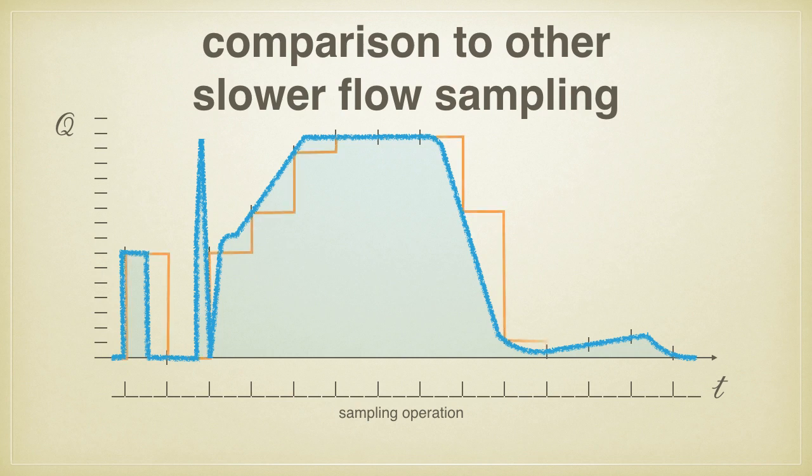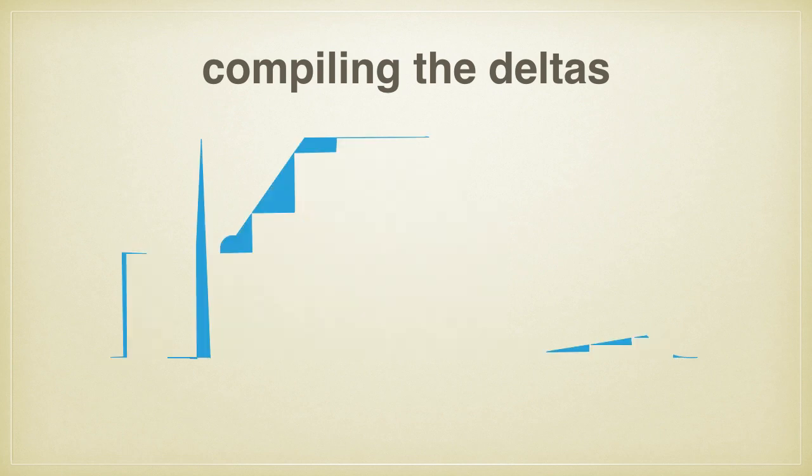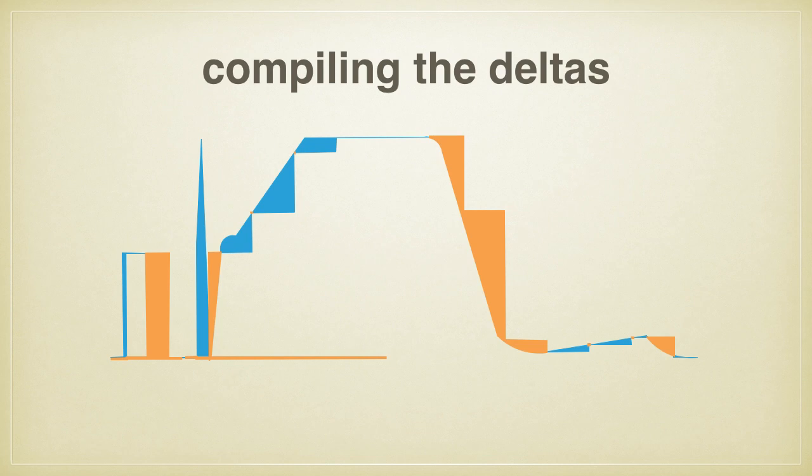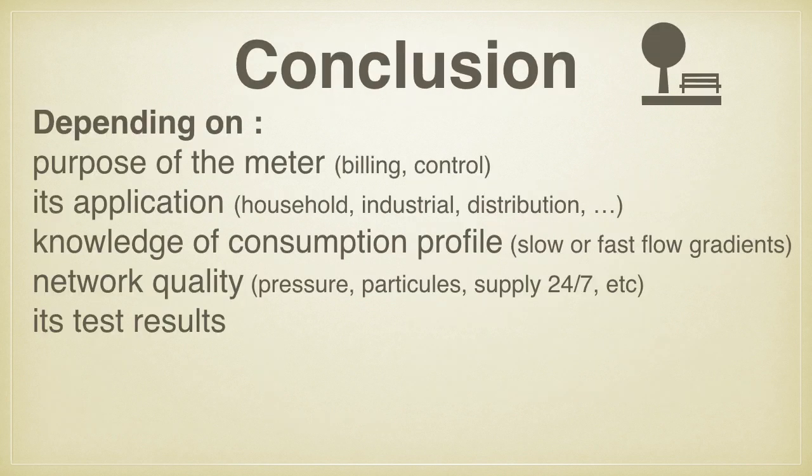Now, comparing exactly the same meter but with a slower flow sampling, we see that the curve that is originated is slightly different, and therefore, when we compile the deltas, the performance is also a little bit different. When we put the results side by side, we note that the response is not exactly the same between our first example and our second example. So when tested with permanent flows on a bench, both devices may present the same accuracy, but nothing is said about their operational dynamic.